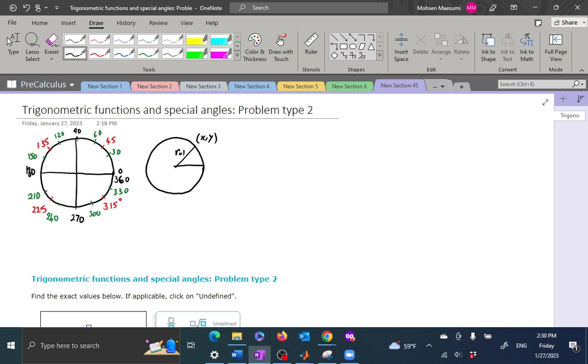This is a unit circle. So previously we said that cosine of theta is just same as x, sine of theta is same as just y, tangent of theta, now you have to actually do a division, it's y over x, and then secant of theta was 1 over x, cosecant of theta was 1 over y, and cotangent of theta was x over y.